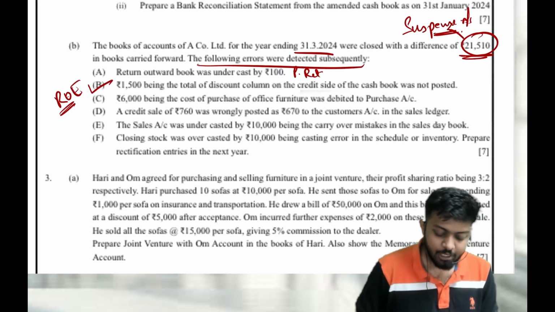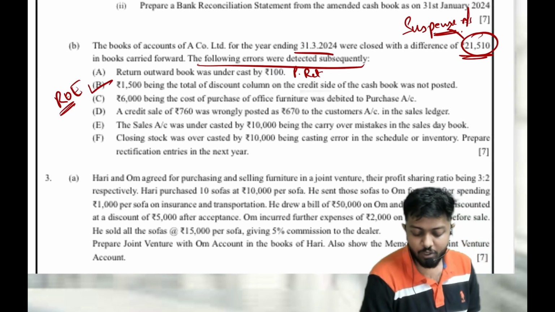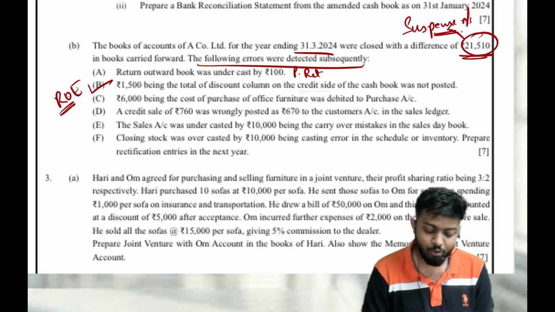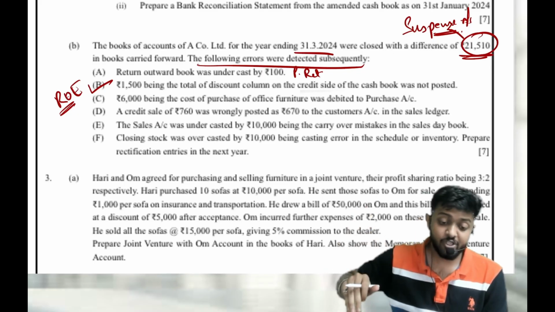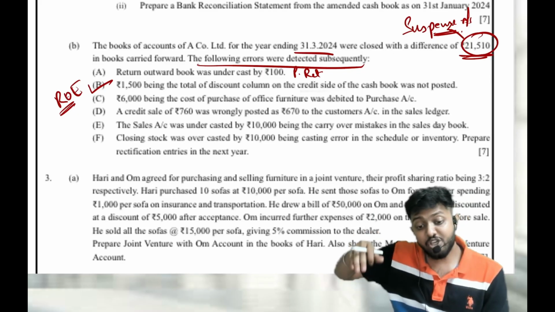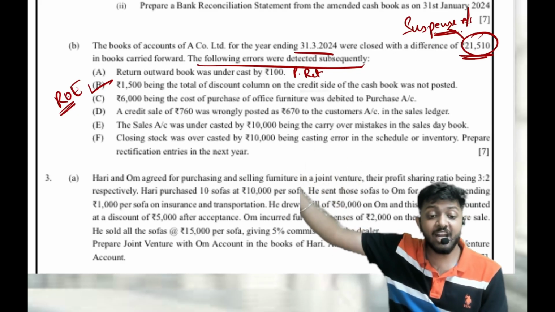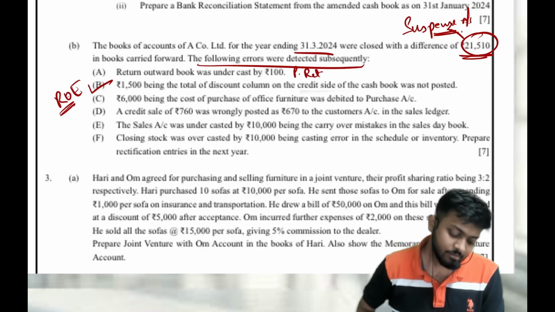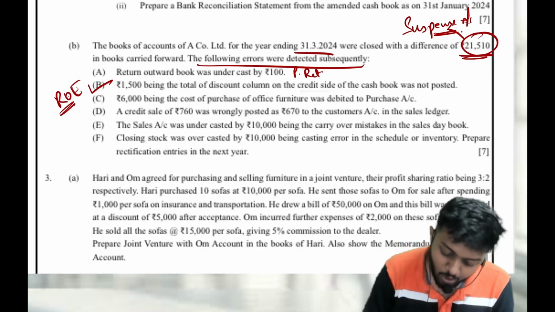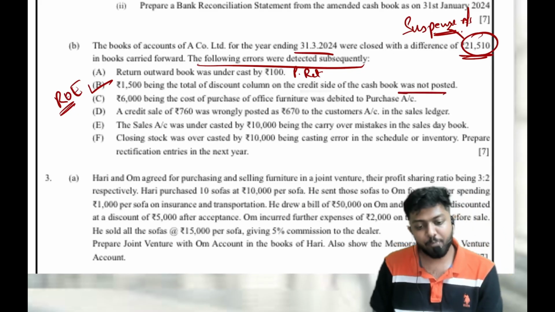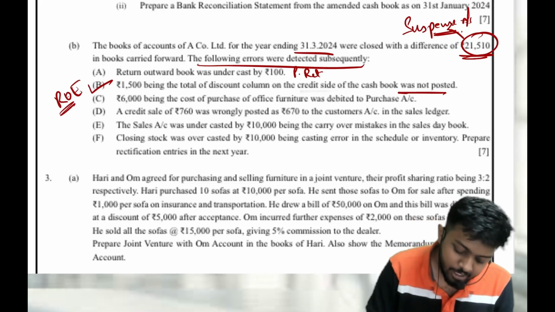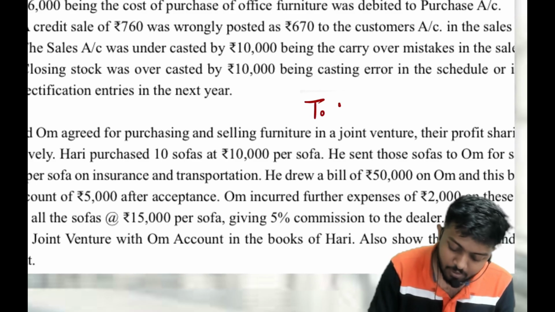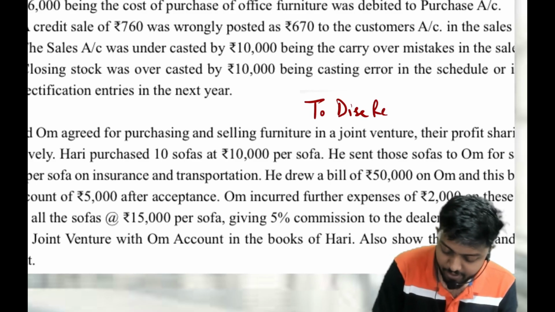Next: 1,500 being the total of the discount column on the credit side of the cash book was not posted. The discount column on the credit side represents discount received, which should be totaled and posted in the discount received ledger account on the credit side, because it's an income. But did they do that? It was not posted. That means I have to post it. Discount received is an income, so it should be credited.